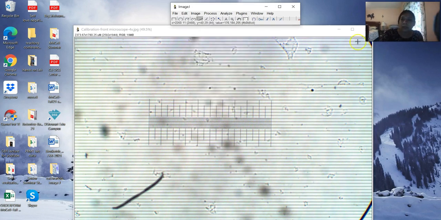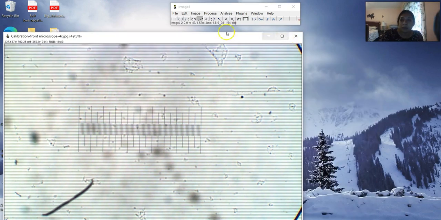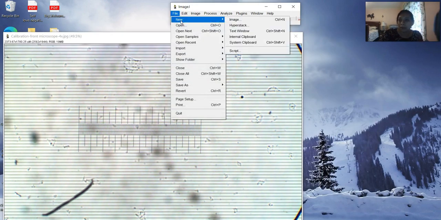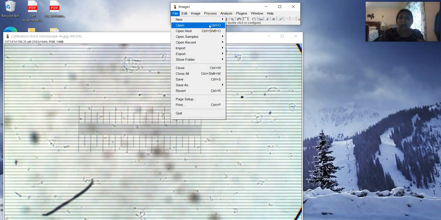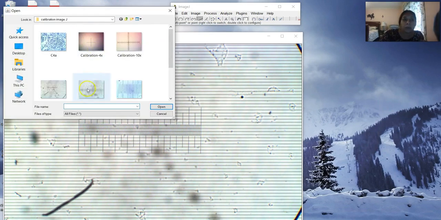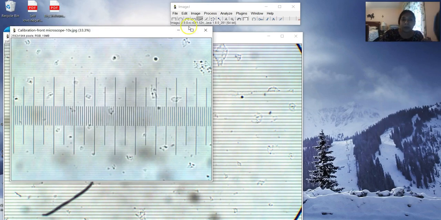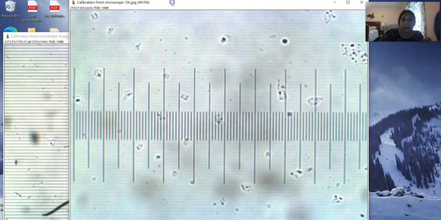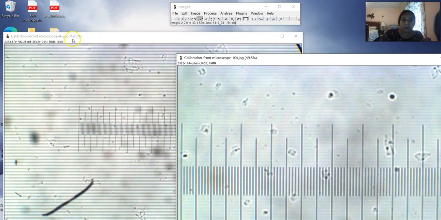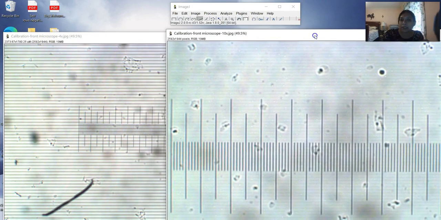Okay, so let's cancel this, and I'm going to go ahead and open the next magnification, just so I show you how that's going to change the calibration in here. So I'm going to open now the 10x objective lens image. Again, I want to make sure that I'm looking at it at the same zoom, so it's at 49.5. And I want to make sure these numbers are the same, 2592 times 1944. I'm going to keep those consistent.